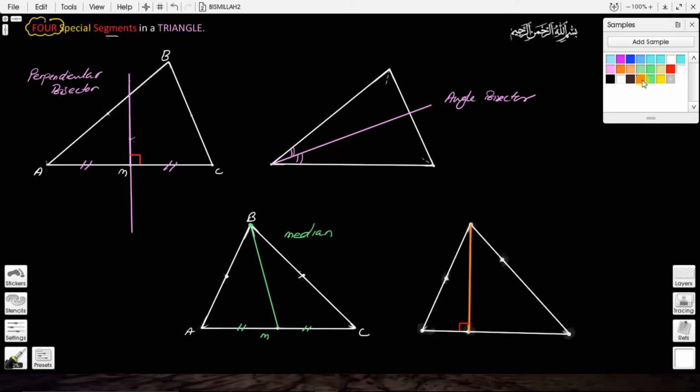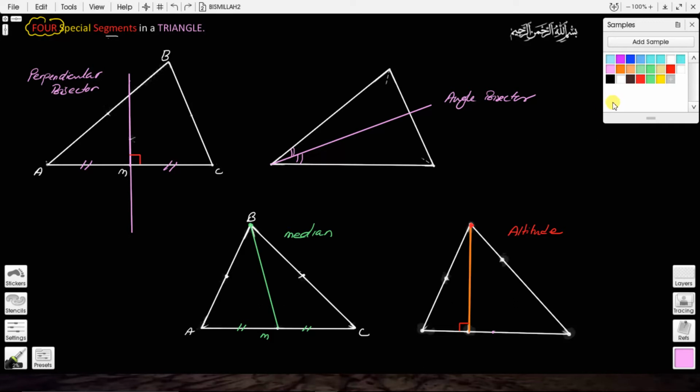And the last one is a segment that connects the vertex to the opposite side and is perpendicular to it. It's like the perpendicular distance from the vertex to this opposite side, and this is the altitude. Also, just to be sure that you appreciate, the altitude is not the same as the perpendicular bisector, which is also perpendicular to the side, but it goes through the midpoint of the segment over here, right? Like that. So perpendicular bisector and altitude are not necessarily the same.